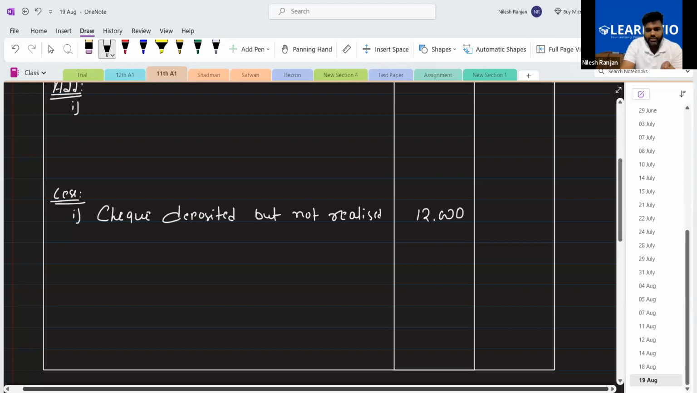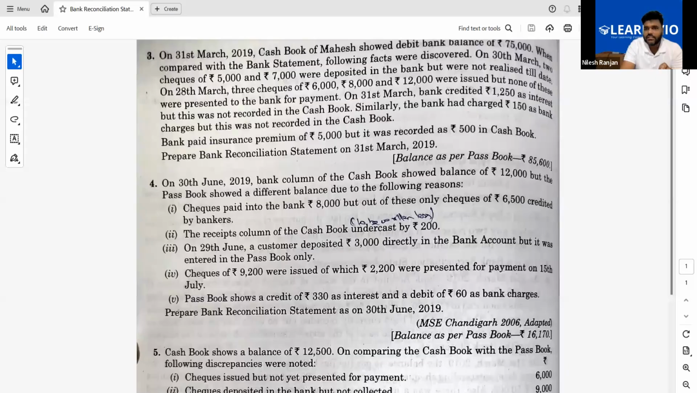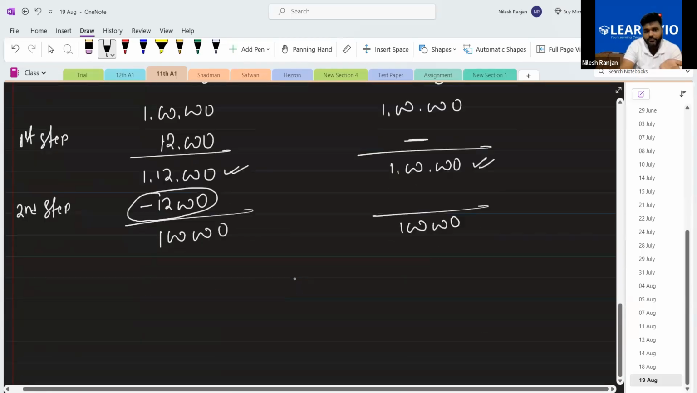Okay, now the second transaction. After this, on 28th March, 3 checks of rupees 6,000, 8,000, and 12,000 were issued, but none of these were presented to the bank for payment. It means we have given 3 checks to someone to withdraw the money from our bank account, but they didn't present the checks to the bank so that they can withdraw the money. So in this situation, now I will show you the second way apart from writing this. The first method we have used here.